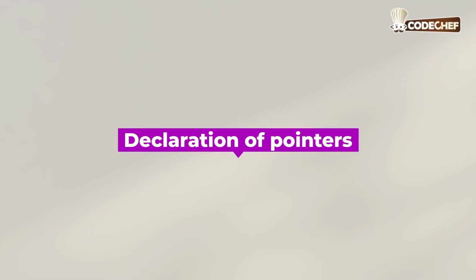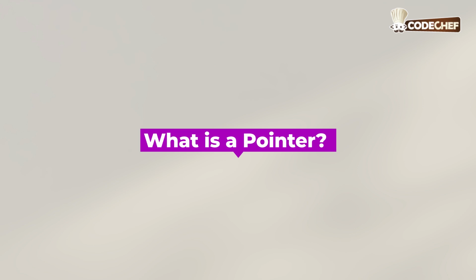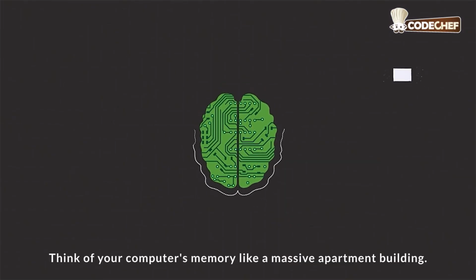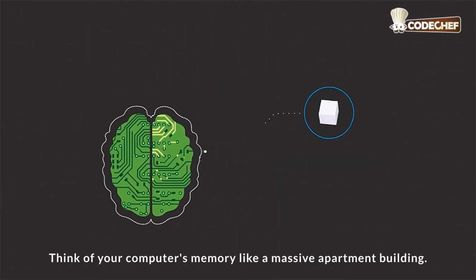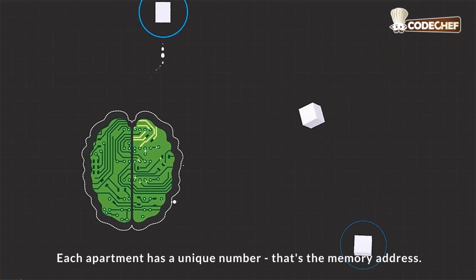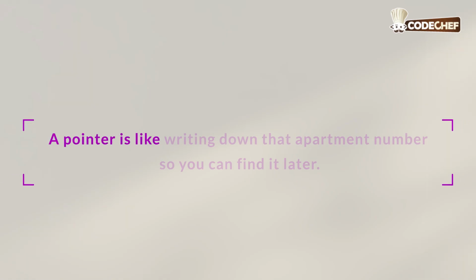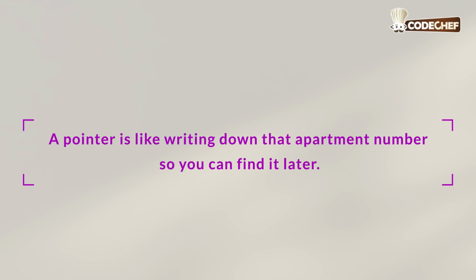Declaration of pointers. So what exactly is a pointer? In C, a pointer is a special variable that stores a memory address. Think of your computer's memory like a massive apartment building. Each apartment has a unique number. That's the memory address. A pointer is like writing down that apartment number so you can find it later.